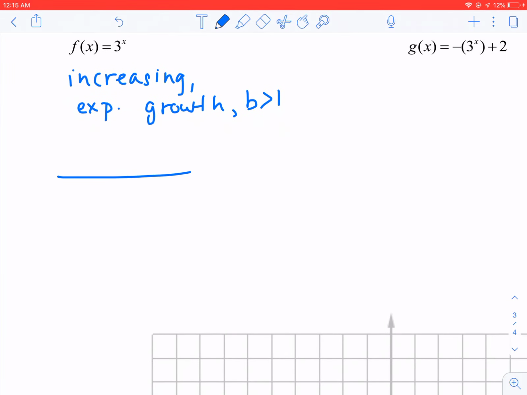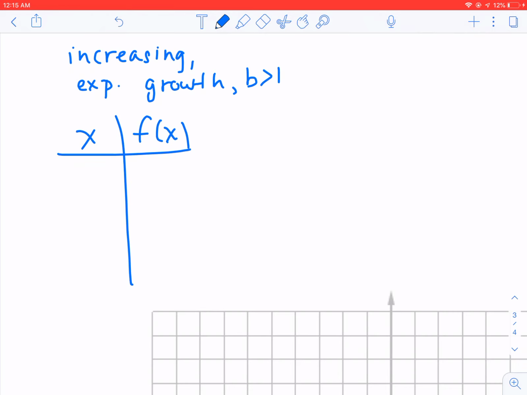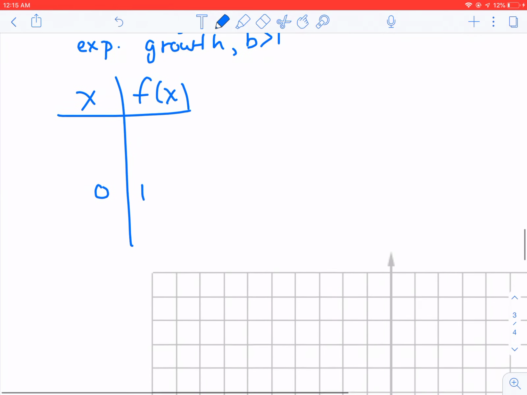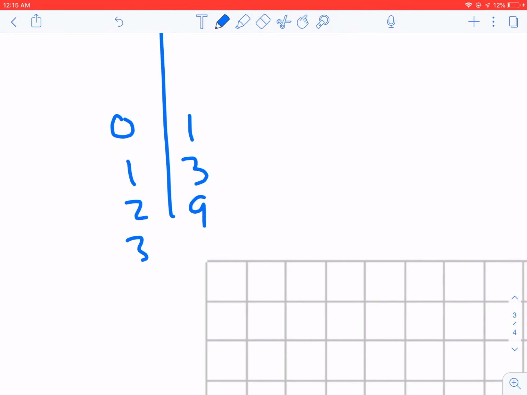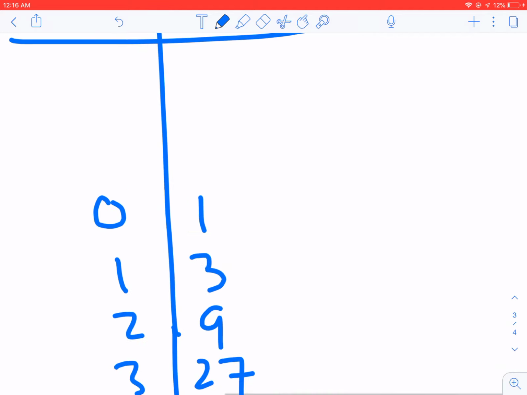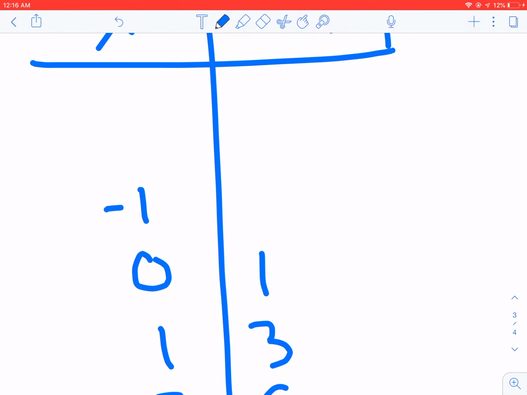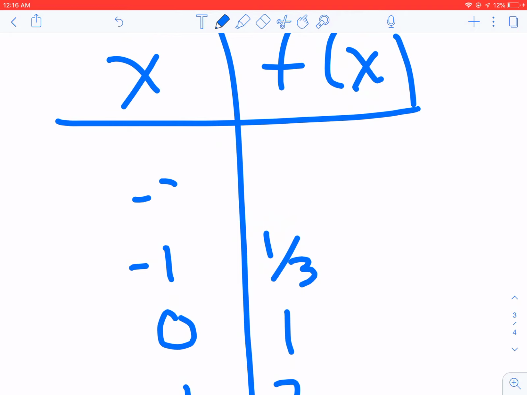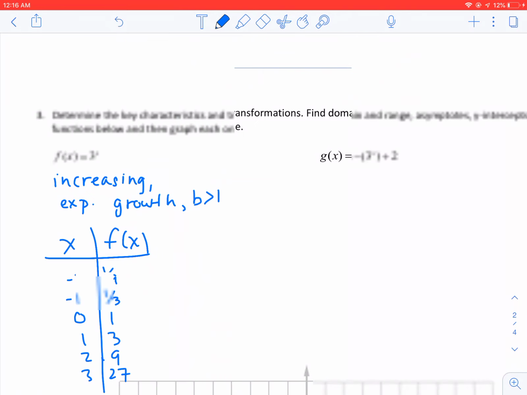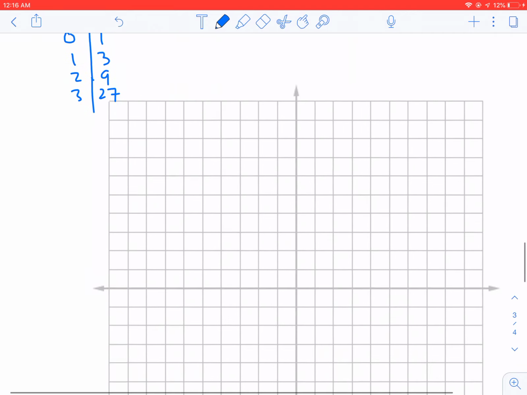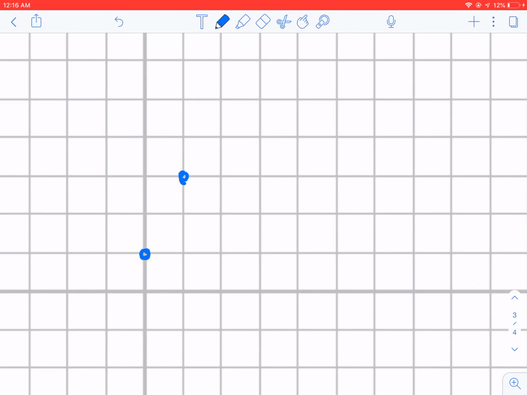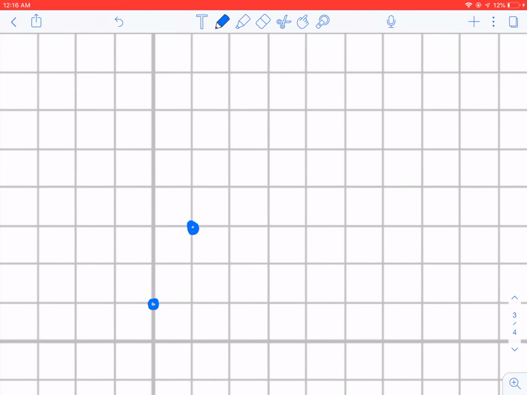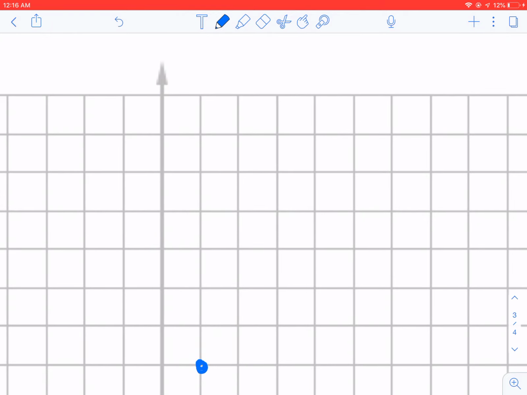And if I wanted to make a sketch, it might be a good idea to make a table. x, f of x, I'm going to start at 0, 1. Multiplying by 3 each time, so 1, 3, 2, 9. Probably can't fit 3, 27, but let's write it anyway. -1, a third, -2, a ninth. And let's see what we can plot. So we got 0, 1, 1, 3, 2, 9.